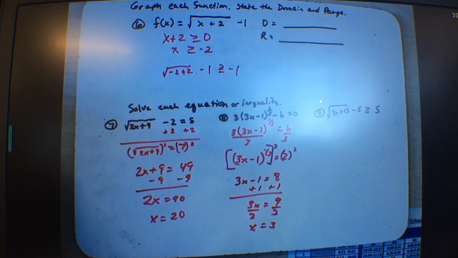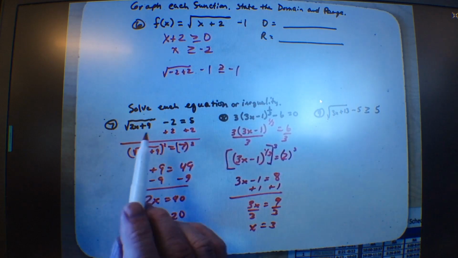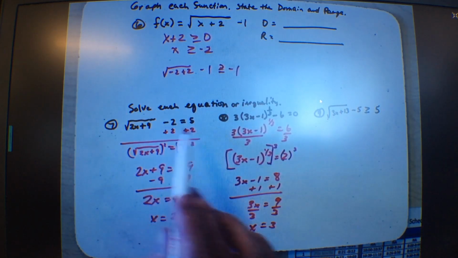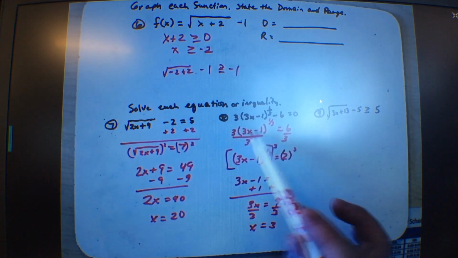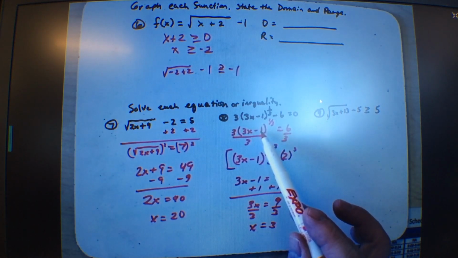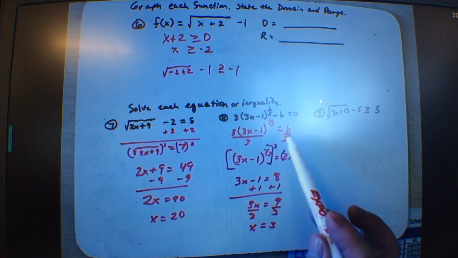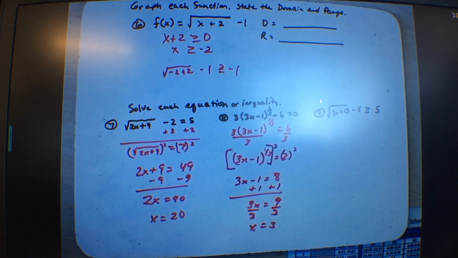Even for ones that come out really nicely like that, do you still have to put it back in and check it? We should be checking, yes. And you would take 49, 7 minus 2 is 5, and then this would be 9 minus 1 is 8. The cubed root of 8 is 2, 2 times 3 is 6, so they both work.